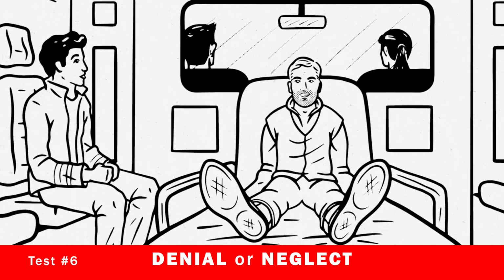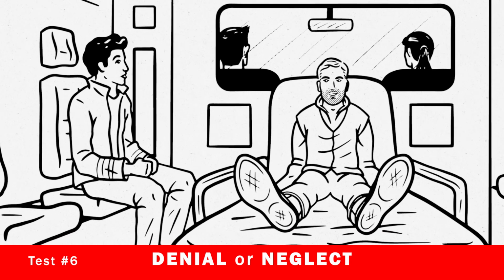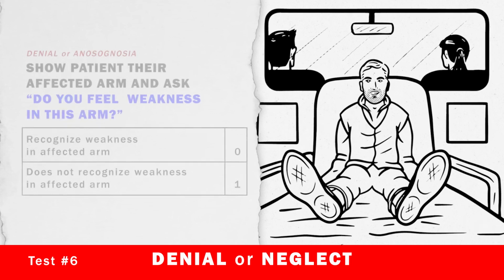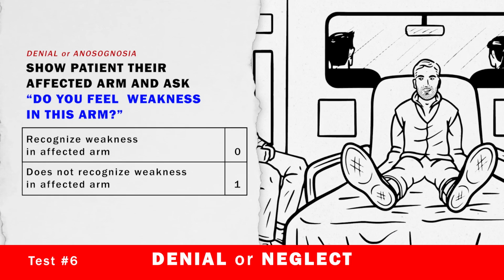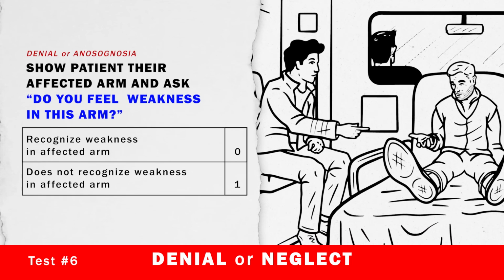Next, we will check for denial or neglect of a body part. Do not perform this part of the test if expressive or receptive aphasia is present. First, we will check for anosognosia, which is when the patient is cognitively unaware of their own disability, by showing the patient their affected arm and asking, "Do you feel weakness in this arm?"